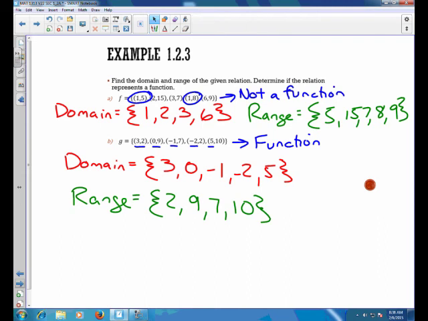So to determine the domain and range, the domain is just all the possible x values, the range is all the possible y values. And then to determine if it's a function, just look to see if the same x value, as you see here, gives a different y value. If that's the case, then it's not a function. If that does not occur, then it is a function.